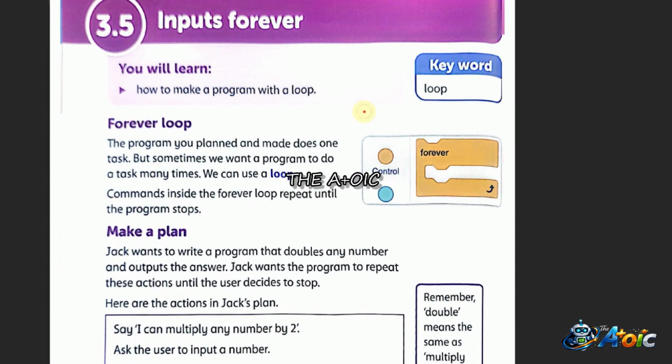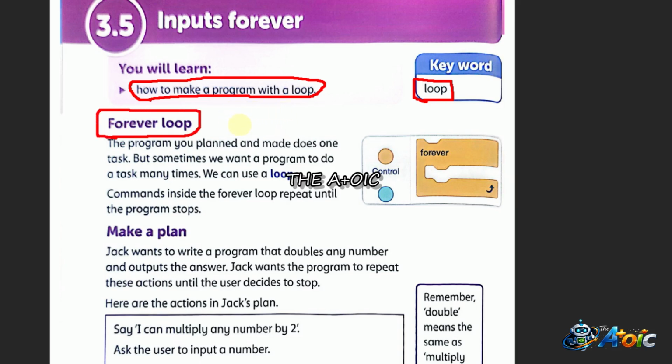3.5 here, input forever. This is how to make a program with a loop. Okay, I've explained this in lesson 1 and 2 already. I used examples. Since you watched, I know by now you have the idea, you know how to even do that. We've done that also in class. I mentioned loop again, doing the same thing over and over and over again. Okay, so we have the forever loop. I told you this loop runs forever until you click on the red or the stop button. Okay, you know the green is start, the red is stop, just like the traffic light.